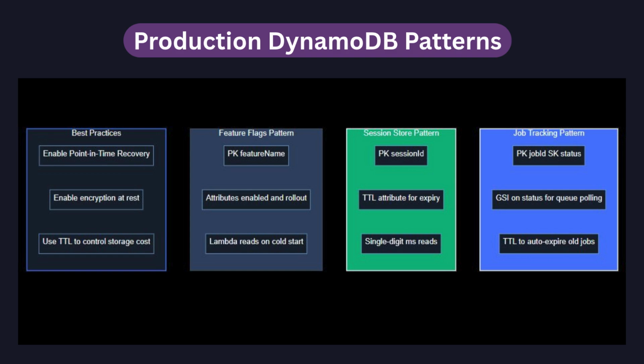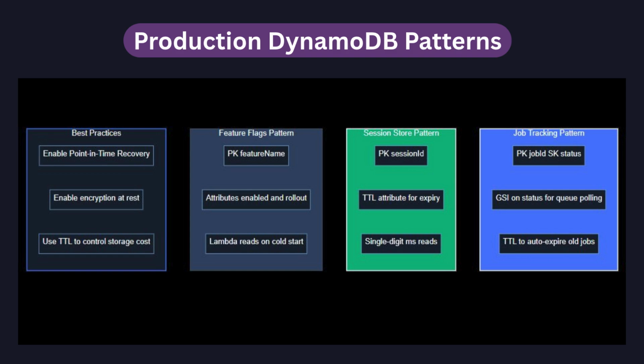A session store pattern uses a session ID as the primary key, and TTL to automatically expire sessions after a set time. A job tracking pattern stores job status using a job ID, and uses a GSI on status to track and query running or pending jobs efficiently.